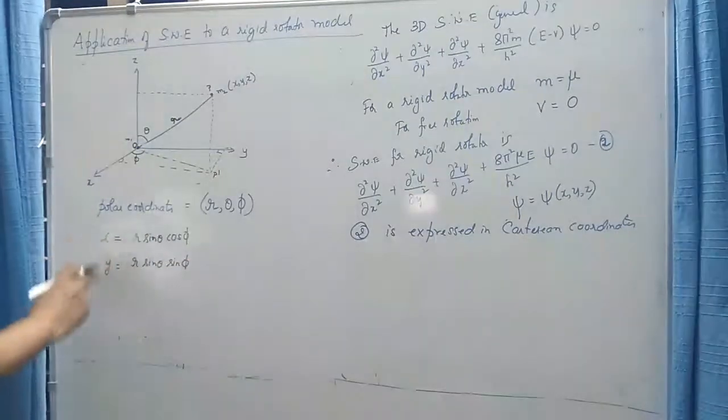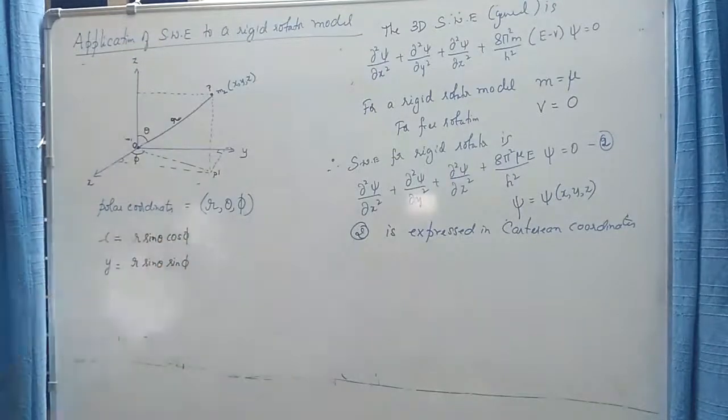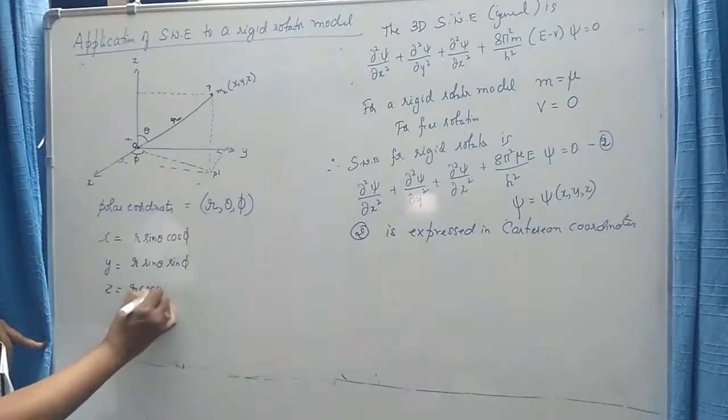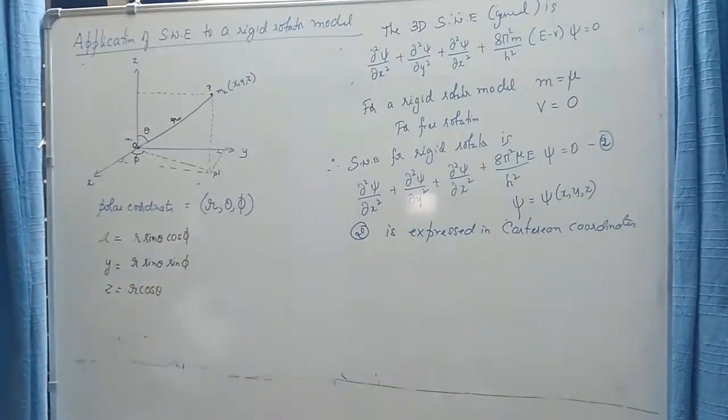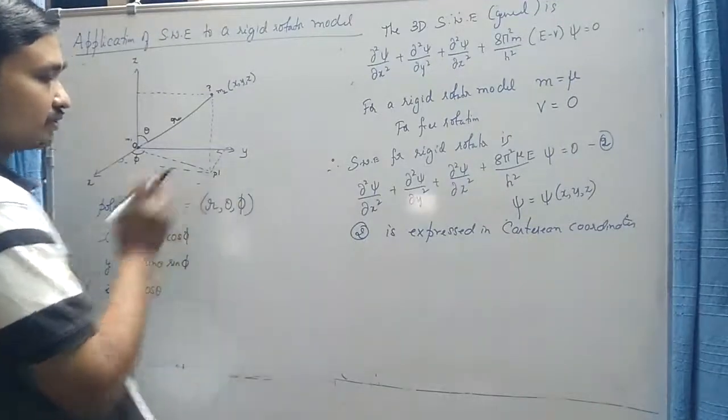The expressions are almost one and the same. The only difference is here you have cos phi, here you have sin phi. Z is somewhat different. It is r into cos theta. So these are the three relations between the Cartesian coordinate and the polar coordinate. And the range in which we can vary the values of r, theta and phi should be known.